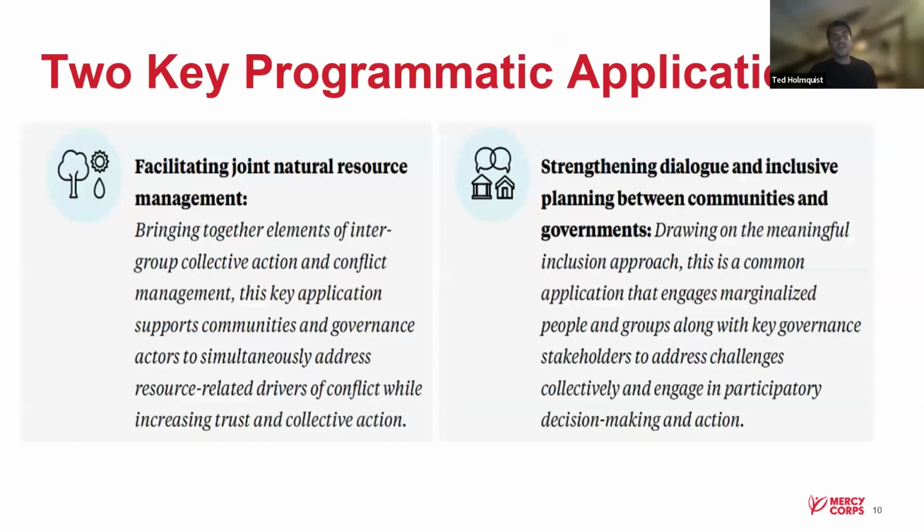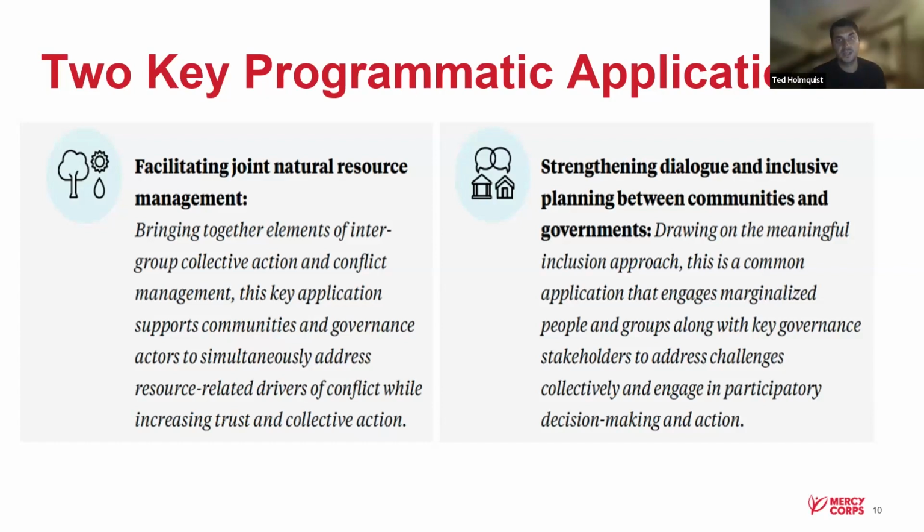Moving on from there, we also have 2 key programmatic applications. We have those elements of social cohesion in different programs, and we apply them in 2 main types of programs across the world. The first is facilitating joint natural resource management. This really addresses Mercy Corps' overall global strategy, where we see the twin risks, the most important risks facing the world today, really are the effects of conflict and climate change. And this is really at the intersection of those 2.